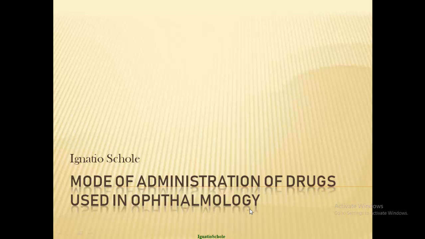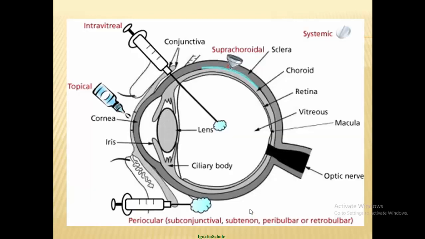Hello, this is Ignatius Cole, and today I'm going to be talking about mode of administration of drugs used in ophthalmology, which means how the drugs that are used in eye disease are used, through which route they are used. And so basically there are four routes through which drugs used in eye disease can be used.